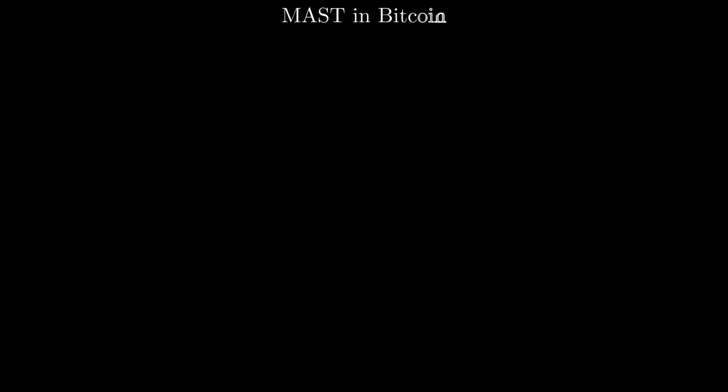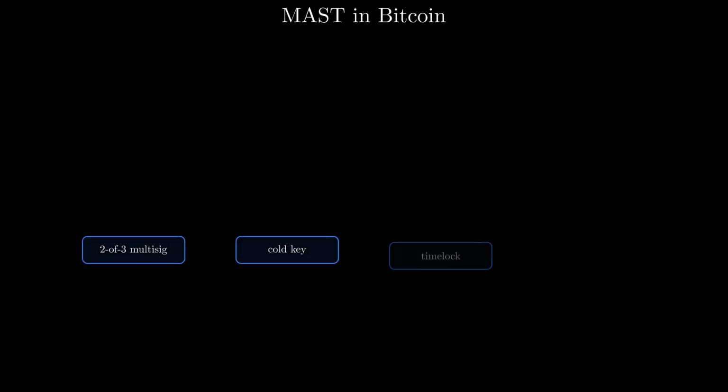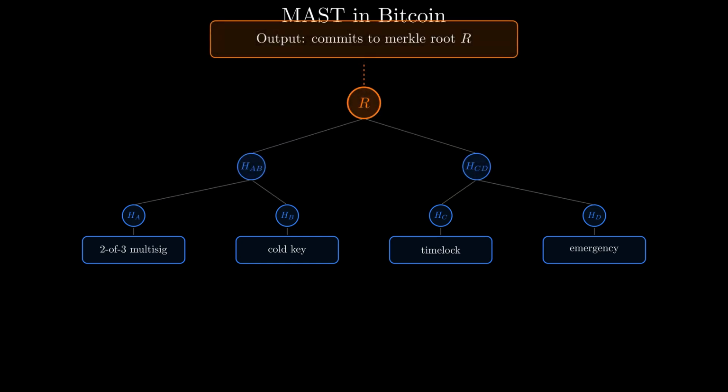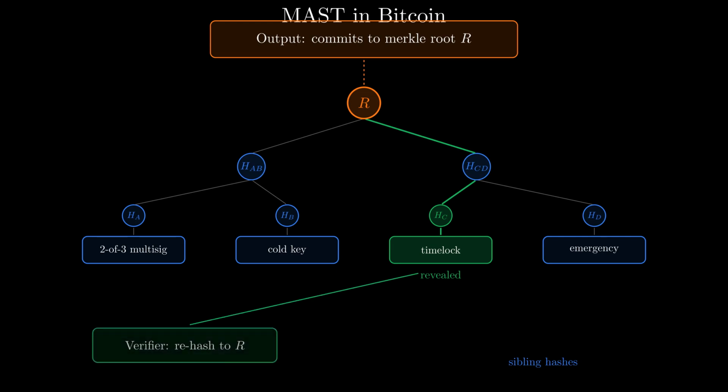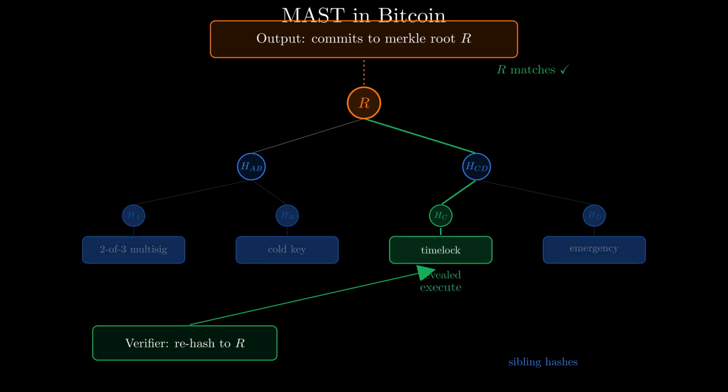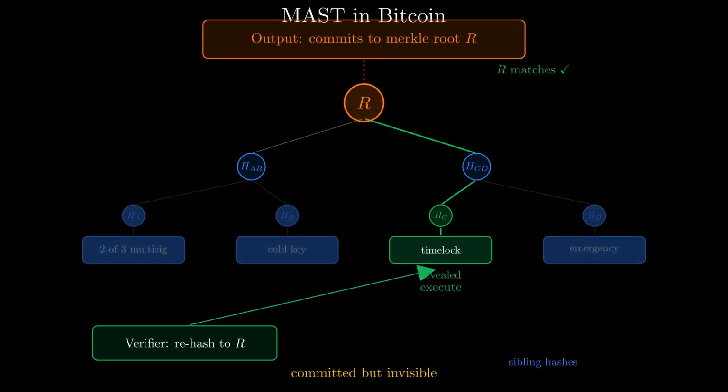Now apply this to Bitcoin. In MAST, each spending condition is a complete self-contained script. That script becomes a leaf. Hash all your possible scripts into a tree. The output commits only to the root. To spend, you reveal one script and the sibling hashes along its path. The network rehashes up to the root, confirms the commitment matches, and executes that single script. Everything else, every other clause, every other cosigner, every other time lock, stays mathematically committed but visually invisible.